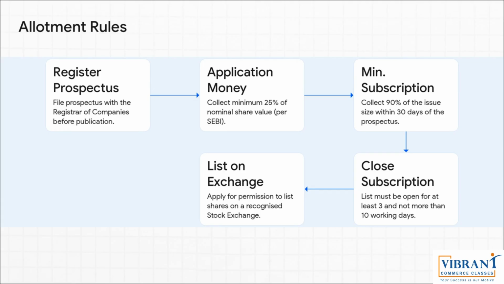First, their main document, the prospectus, has to be officially registered. Then they have to collect a minimum amount of application money. SEBI says 25%. Then they have to hit that crucial minimum subscription number, which we'll talk about in a sec. And, of course, they have to get the green light from a stock exchange. These aren't suggestions, they're the law.